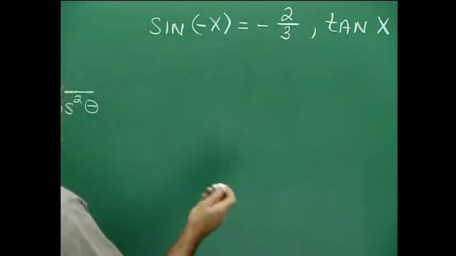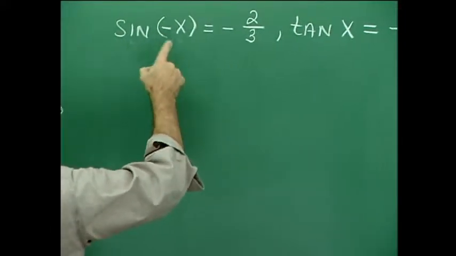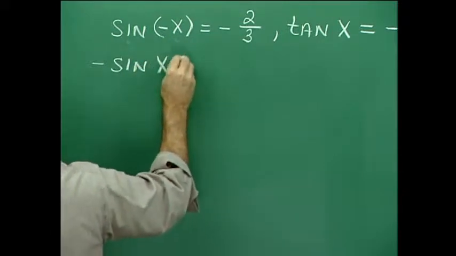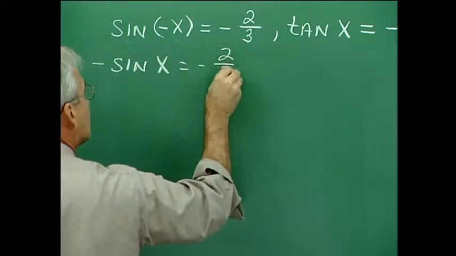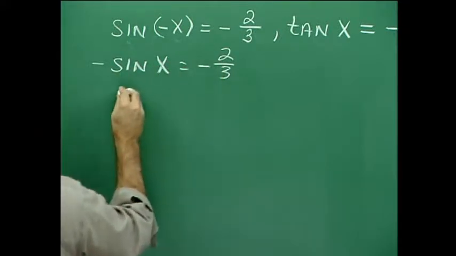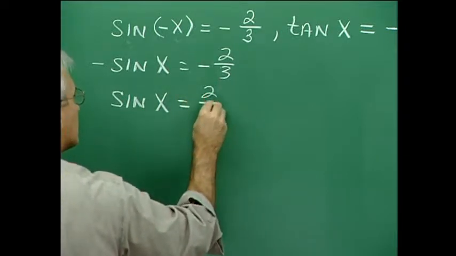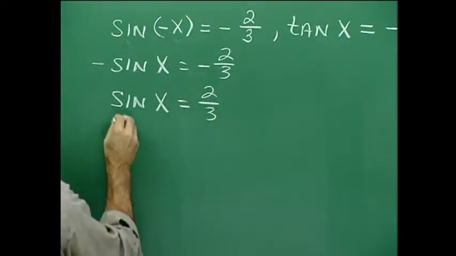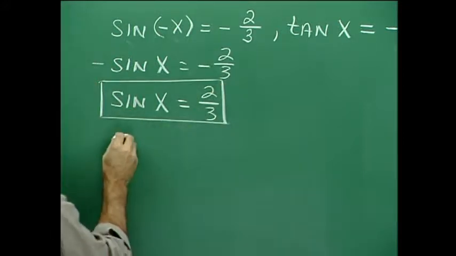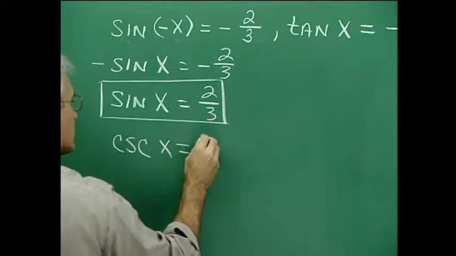All right, as soon as we have the sine of negative x, the sine of negative x is equal to the negative of sine of x, so the negative of sine x is equal to negative 2/3. You see, those mean the same thing. So the minus signs can go out. So sine x then is 2/3. Good. That's our first one, simplified. Cosecant then is the reciprocal.